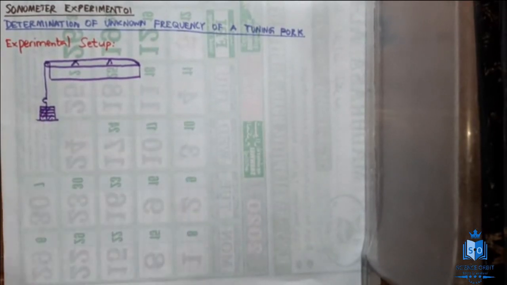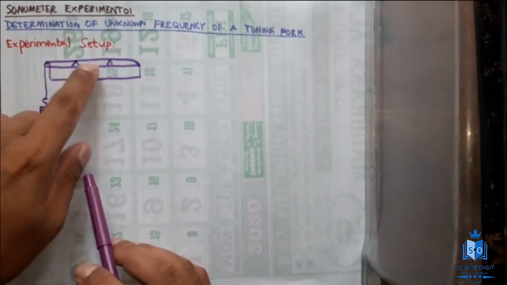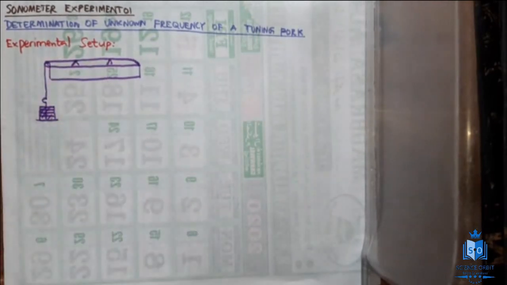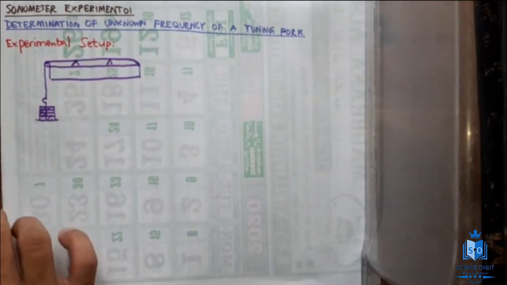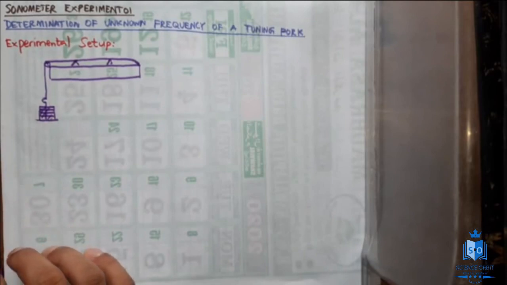Okay, why do we add weights? So that we can create a tension in the string, then the string will be stretched, then only we can produce standing waves. Good. Now let's see what we do next.